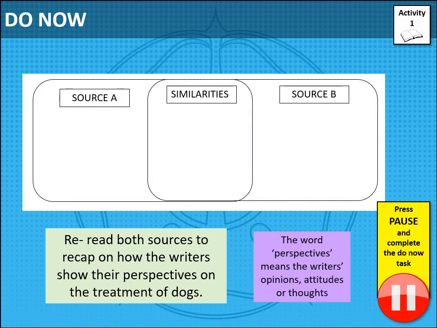For today's Do Now task, you need to reread source A and B from the previous lessons. Once you've done this, complete this diagram in your workbook. In the middle overlapping part, jot down the similarities in terms of the writer's techniques and how they present the treatment of dogs. Press pause to do this and then press play when you're ready to move on.